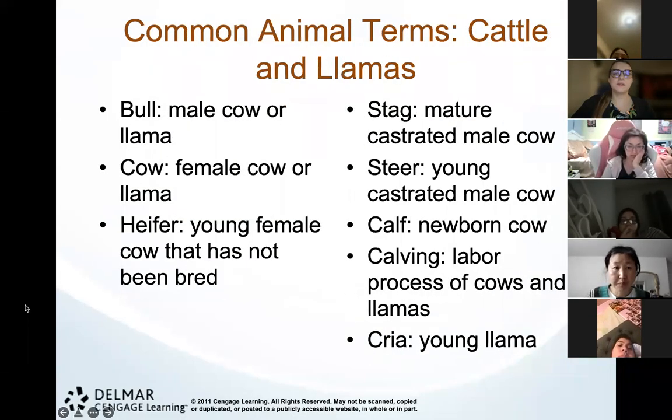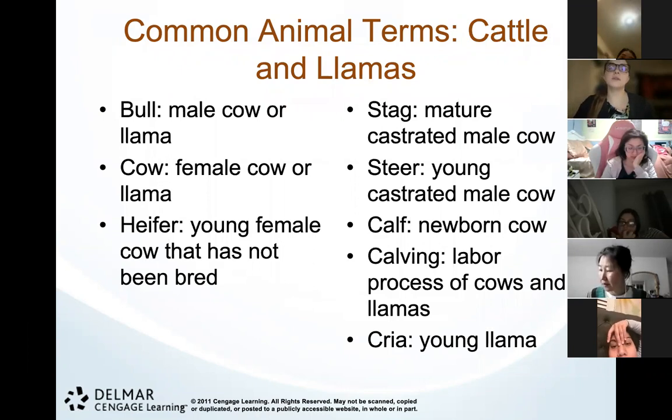Okay, so going to the next topic here, we have our common animal terms for our cattle and our llamas. Now, cattle, that is our bovine. Llamas are known as camelids. So they're kind of part of the camel family. So like your camels, llamas, alpacas, they're all in the same family. And Abigail, that's completely fine. Thank you for letting me know.